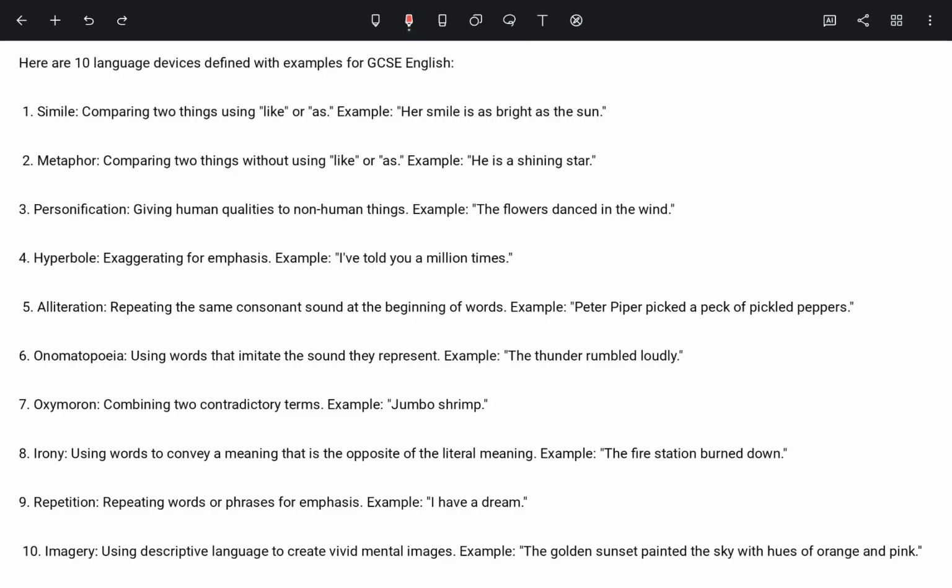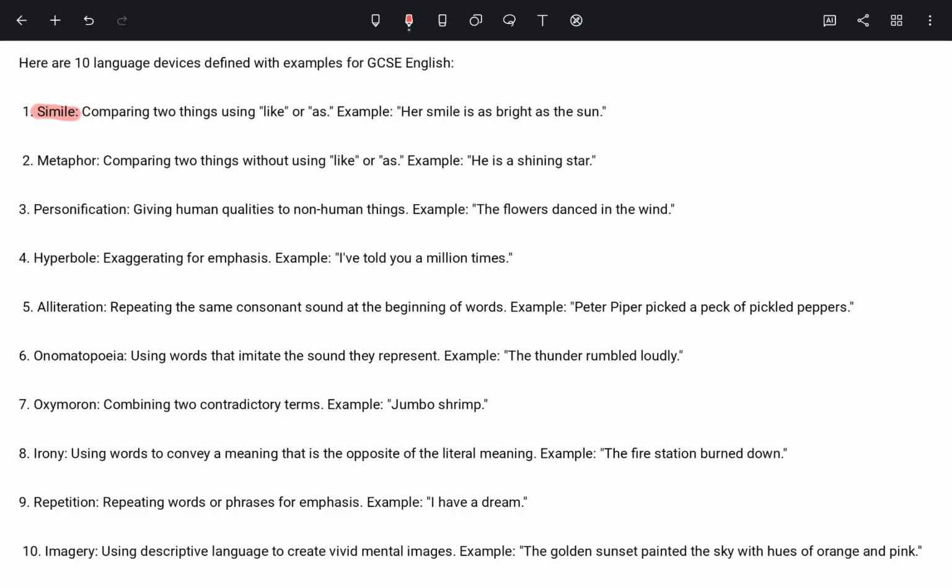So the first one we have is a simile. So what is a simile? A simile is when you're comparing two things using like or as. So for example, a smile is as bright as the sun. And remember, when you are using a simile, there must be an element of comparison. So you cannot just use like and say that's a simile. It doesn't work like that. There must be an element of comparison. You compare one thing to another. So that's number one, a simile.